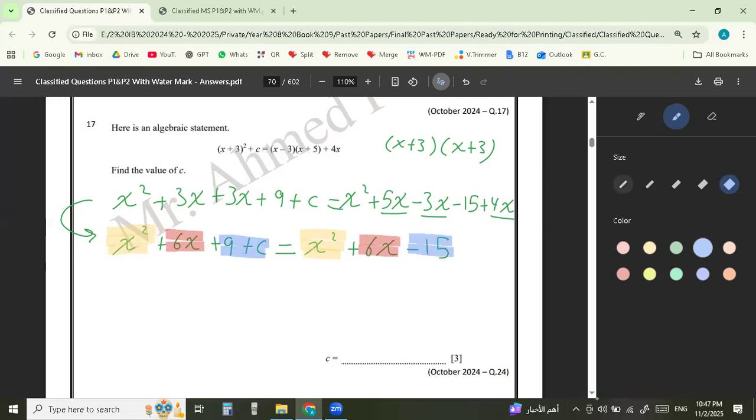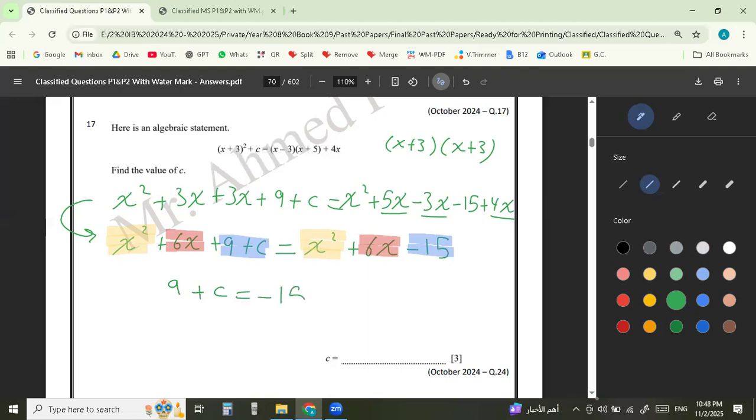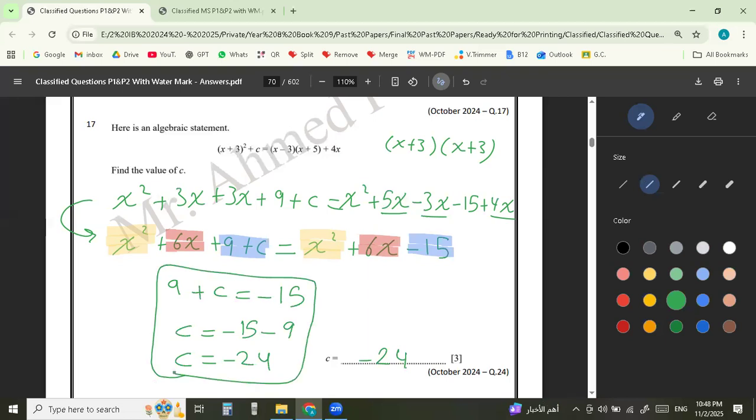Okay, because I got x squared with x squared, they are the same. 6x and 6x are the same. So definitely 9 plus c is the same as negative 15. So I'm going to take it over here and I will write 9 plus c equals negative 15. Solve the equation, so c equals, send 9 there with a negative sign. So negative 15 minus 9. So c equals negative 24. That's it.